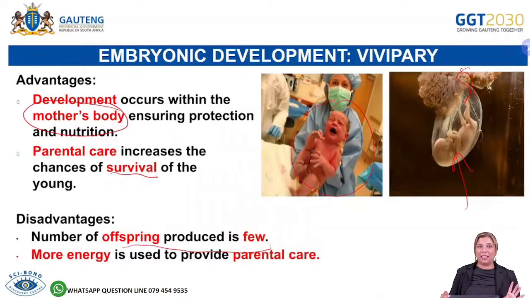Yes, back in the day, our grandparents and our great-grandparents, maybe 14, 15 children in a family. Yes, that really was the case. These days, the number of offspring is few because the lifestyle has changed. More energy is used to provide parental care.